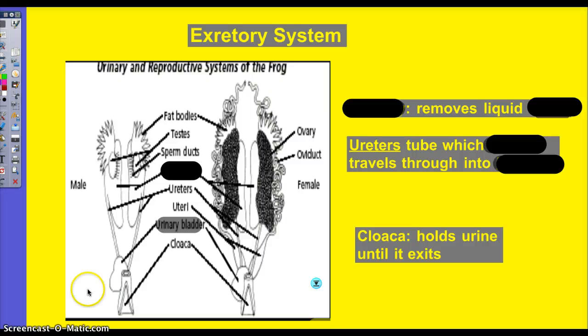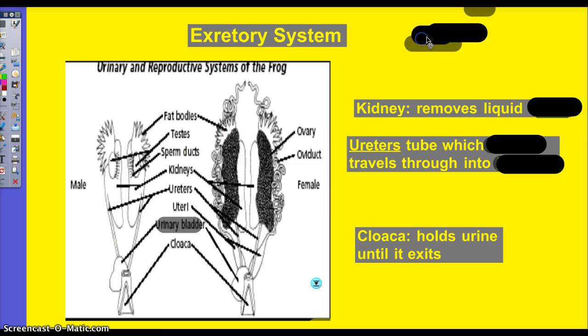So, the excretory system. What's the main organ for the excretory system? Kidneys. Good. The kidneys, or the excretory system in general, you already learned this from the fish, is responsible for removing what? Waste. Good. And it's normally in the form of liquid, okay?